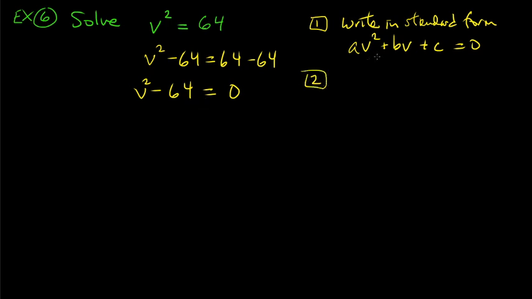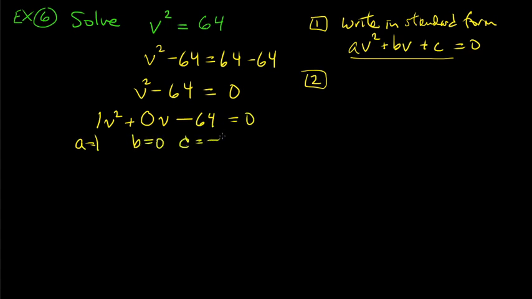Well, you might be wondering, wait a minute, that doesn't quite look like standard form. So let's do that. A is 1, again. It won't always be 1. This is just a coincidence here. So 1v squared. And now notice there's no v here. So that just means this is 0 times v minus 64 equals 0. So a is 1, b is 0, and c is negative 64.